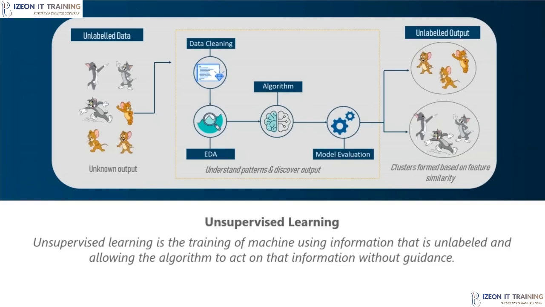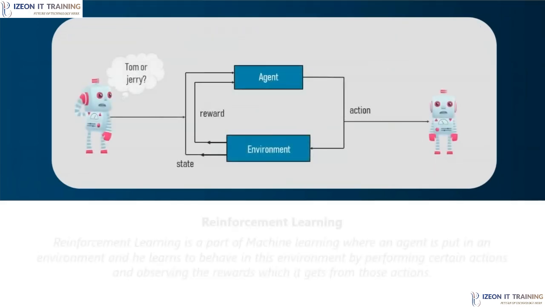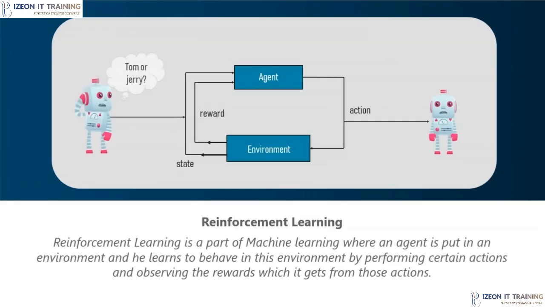The machine has to understand the patterns and discover the output on its own. And finally, the machine will form clusters based on feature similarity. All right. Now let's move on and look at the last type of machine learning, which is reinforcement learning. Reinforcement learning is quite different when compared to supervised and unsupervised learning, right? What exactly is reinforcement learning?